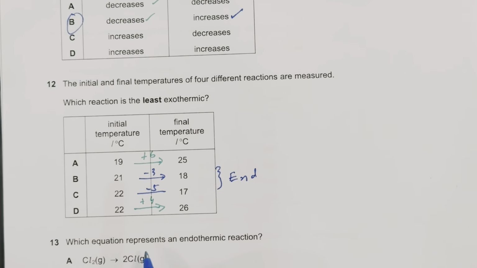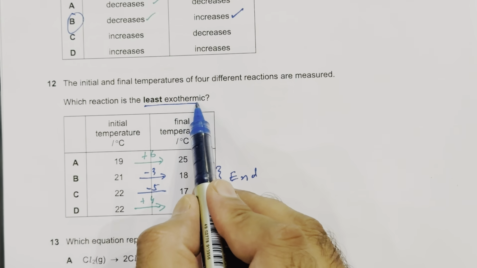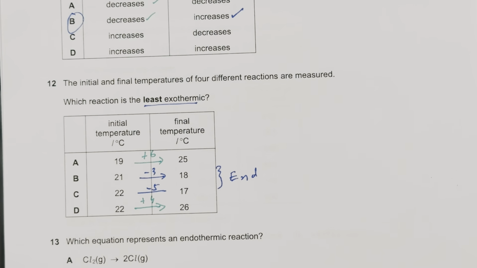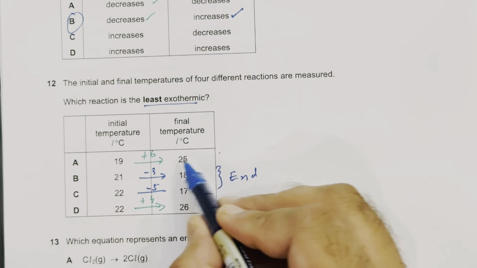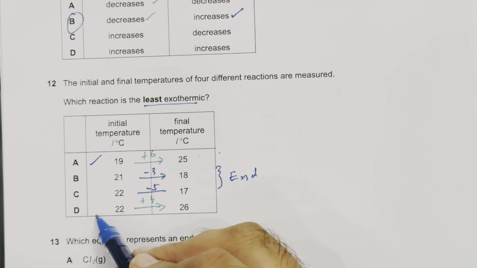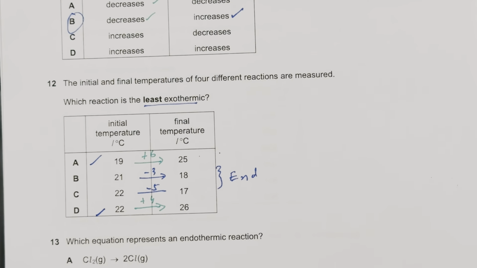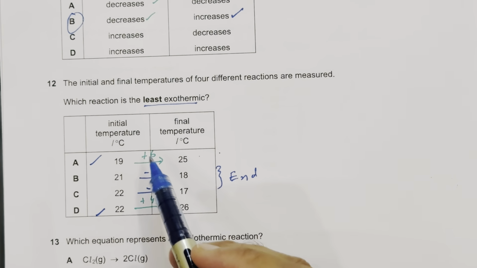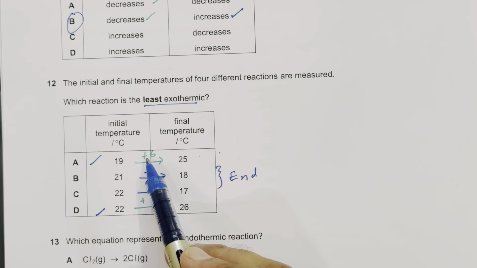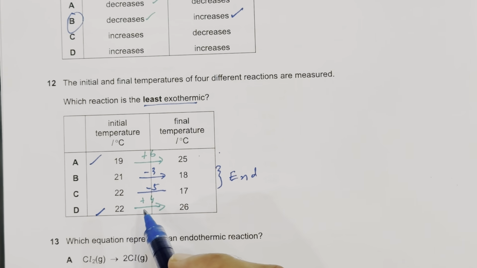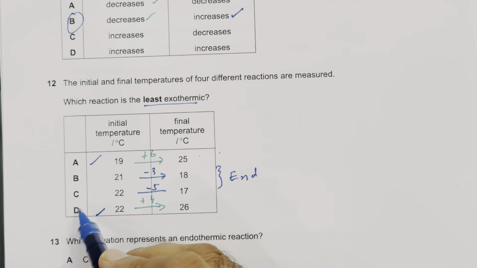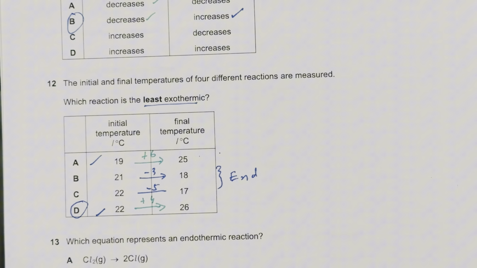We have the task to express which reaction is the least exothermic. Option number A is exothermic and option number D is exothermic. Now we need to identify which has the lesser value, because one temperature increases by +6 and the other increases by +4. This is the least value, so option number D is the correct option for question number 12.